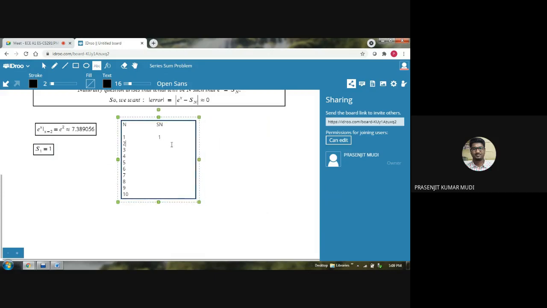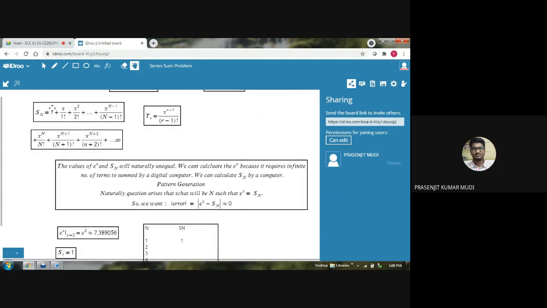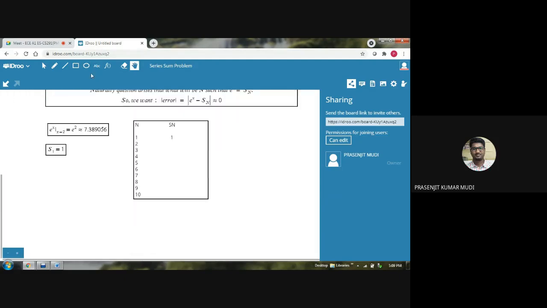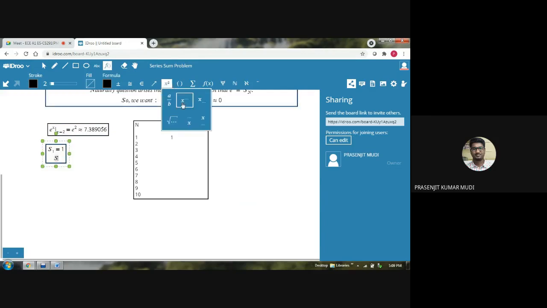Next, what if the value of n becomes equal to 2? That means you are considering now the first two terms: the term 1 and x by 1 factorial. So S2 is equal to 1 plus, put the value of x by 1 factorial, that is 2 by 1 factorial, and that is equal to 3. So S2 is equal to 3.